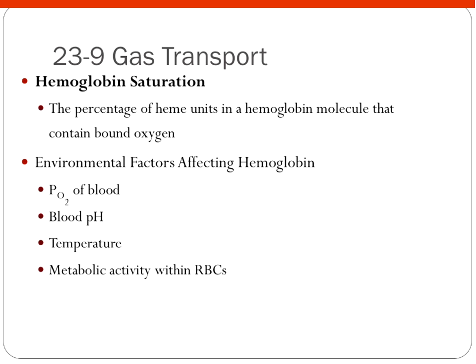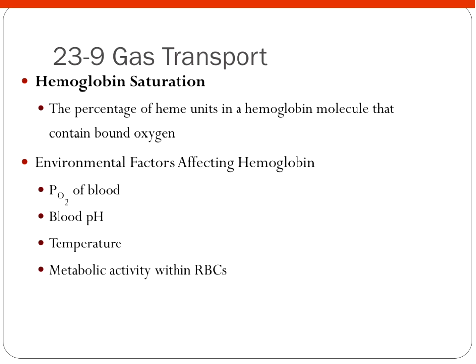But before we even talk about exactly how that process happens, a little bit deeper into the physiology of it, let's talk about some things that affect hemoglobin. Now, we know hemoglobin is a molecule that's in red blood cells, and it has a high affinity for oxygen. So hemoglobin saturation is just measured as the percentage of heme units that a hemoglobin molecule can bind to oxygen. The more heme units you can have, the higher your oxygen affinity will be.